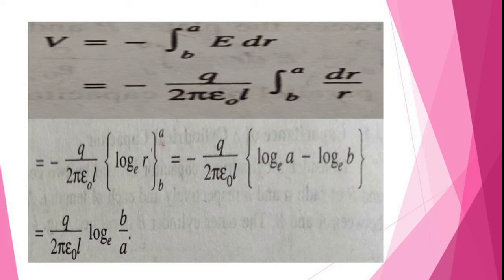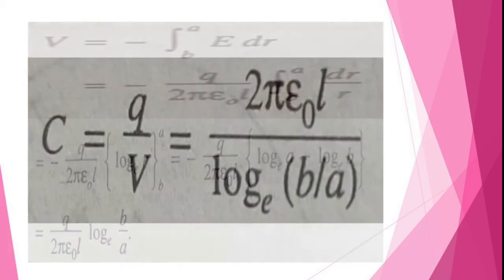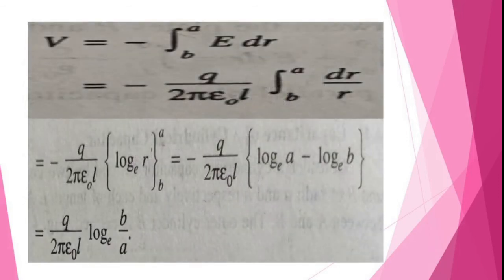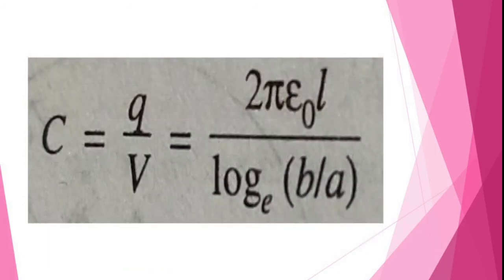Now you have to find out the capacitance. So capacitance is equal to Q by V. So what happens? That Q gets cancelled and you will get 2 pi epsilon 0 L divided by log B by A. So this is the capacitance of a cylindrical capacitor having length L, with the inner cylinder having radius A and outer cylinder having radius B.